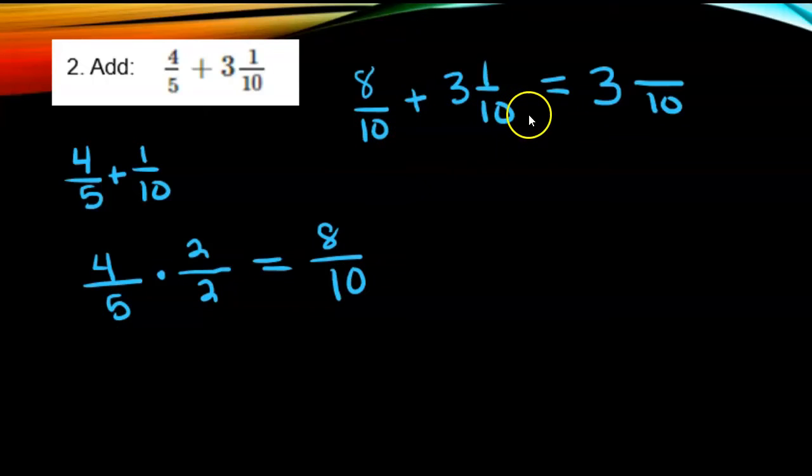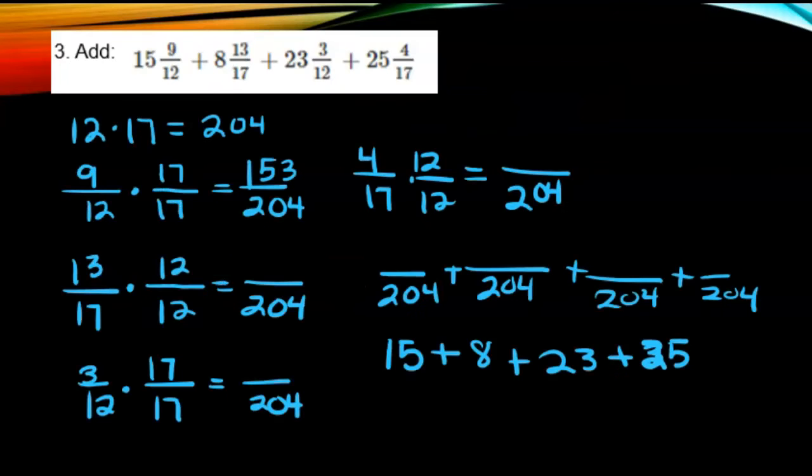Now I can add my two fractions together and bring my whole number over for the answer. Make sure that your answer is in simplest form. Question number 3 is a little bit tougher. It asks you to add these 4 mixed numbers.